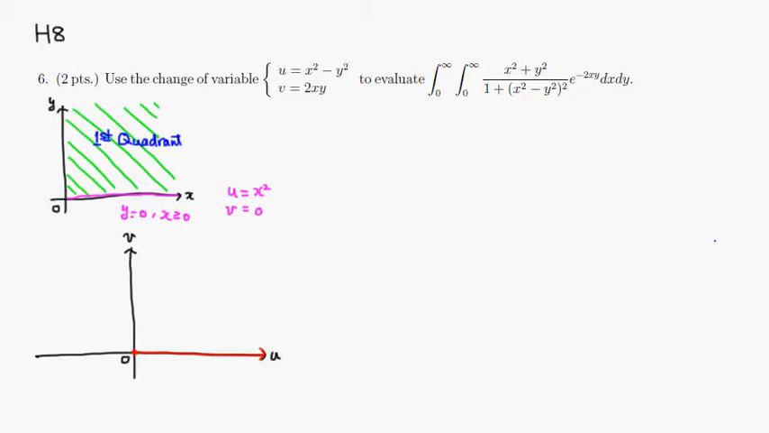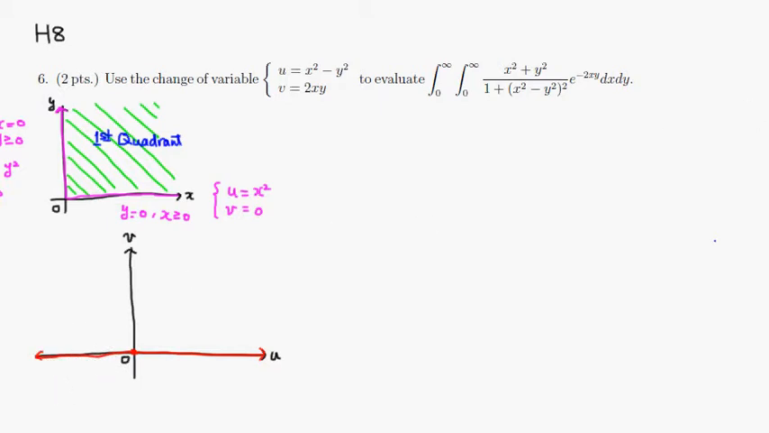And how about the other edge? If you look at the positive y-axis right here, that means x equals 0 and y is greater than or equal to 0. If you plug those in, you see that u is equal to negative y squared, and v is of course 0. So v is 0 again, but u only takes a negative value. So it's going to map to the negative u axis.